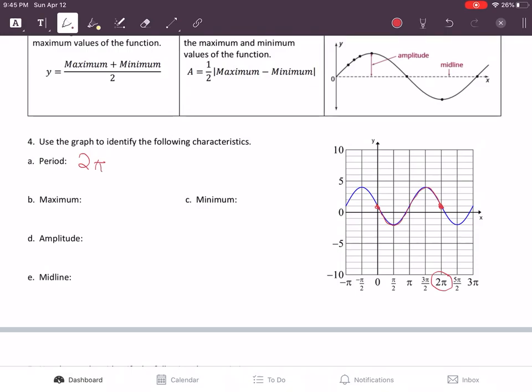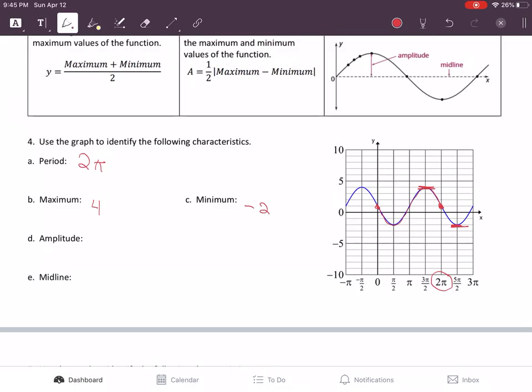Okay, your maximum is the highest point of the graph, which is going to be 4. Okay, let's go to the minimum. The minimum is the lowest point of the graph, the valley. That's going to be -2.